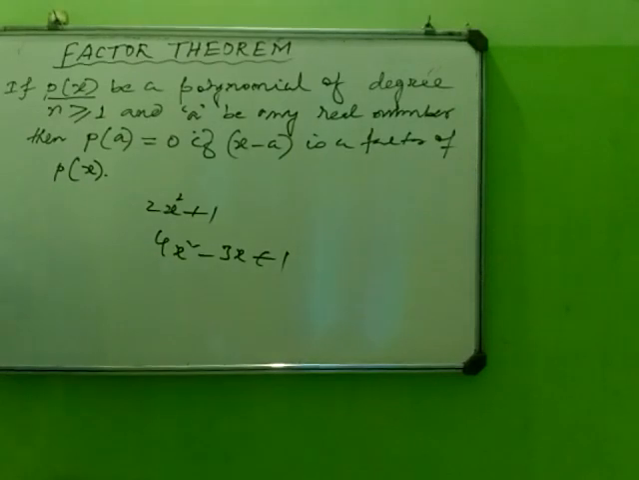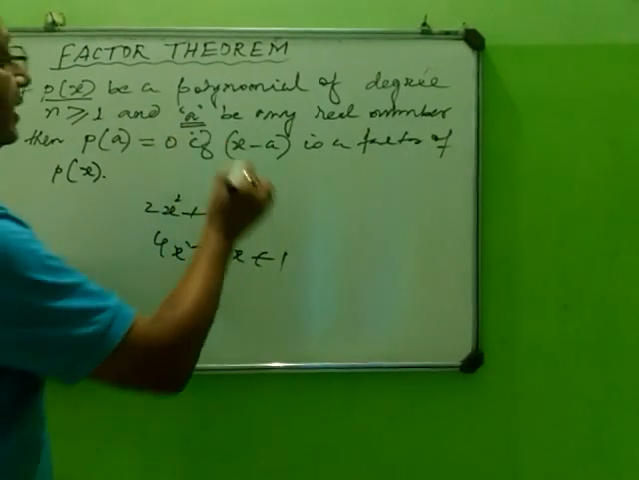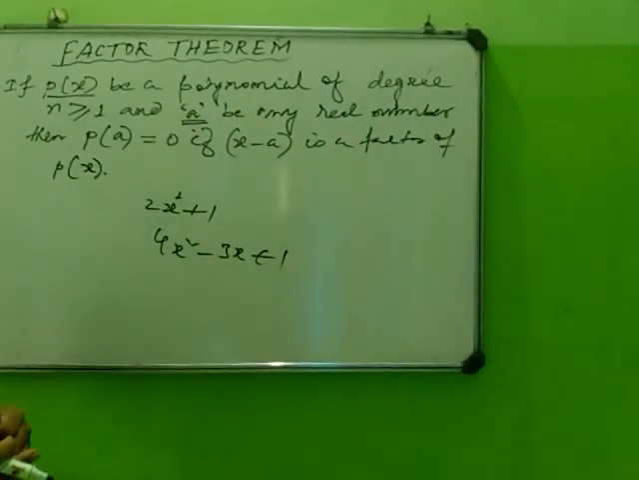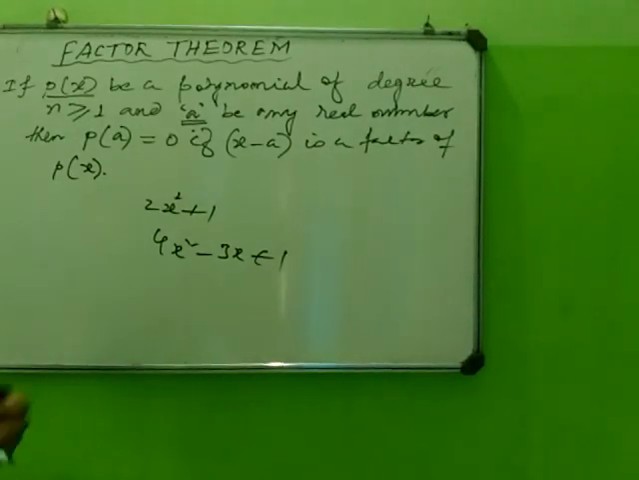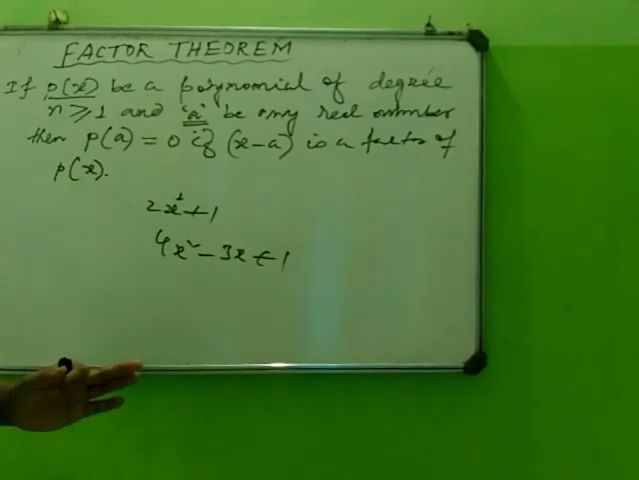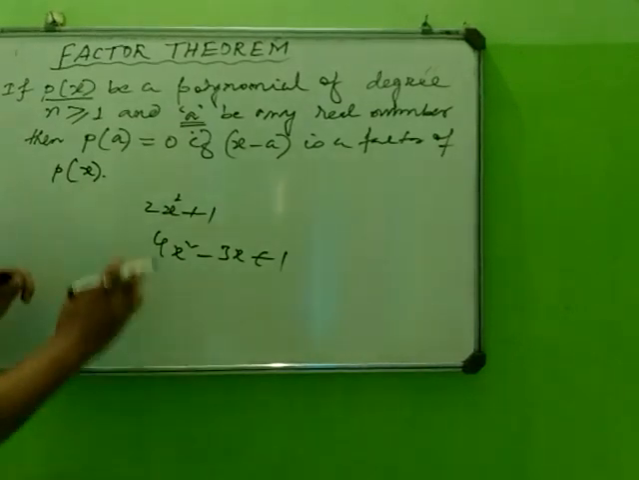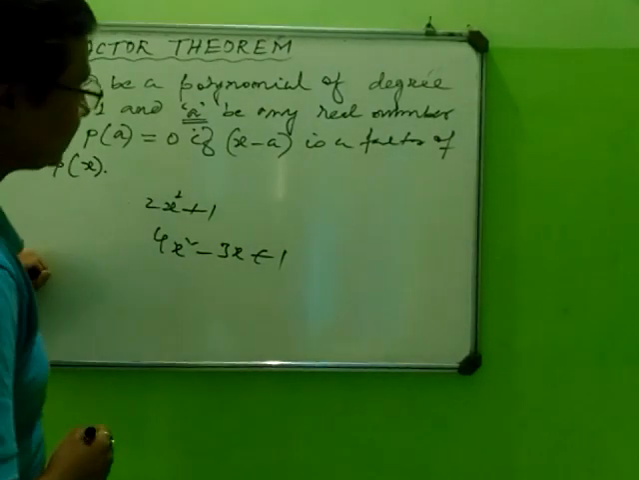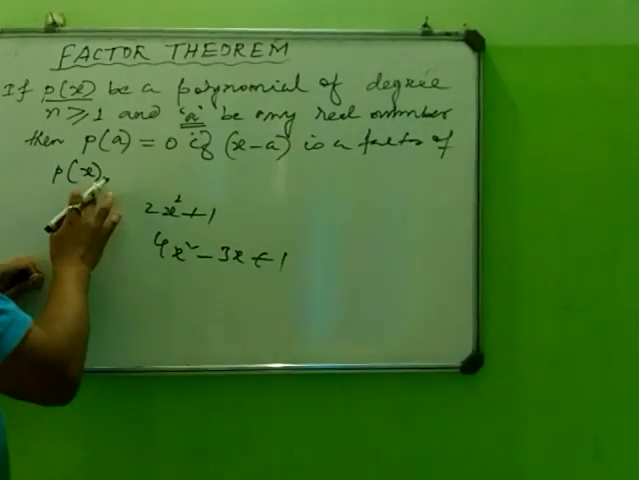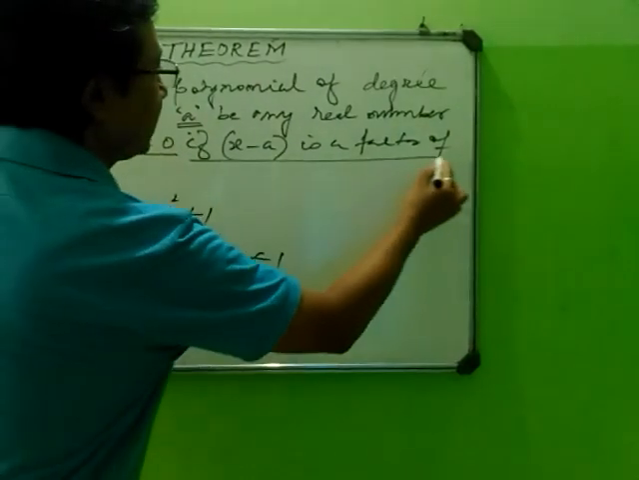Here a is any real number. Real numbers mean all the rational and irrational numbers, like root 2, root 3, 1 by 2, 5 by 7, 1.25 bar, etc. All these are called real numbers. Now, the definition is that if x minus a is a factor of p of x, then p of a equals 0. This line is a very important line.